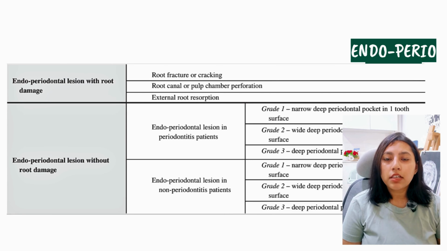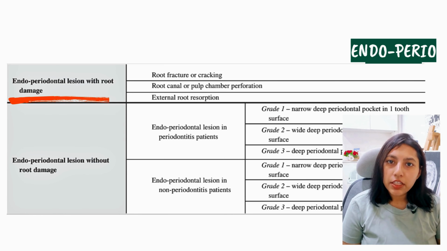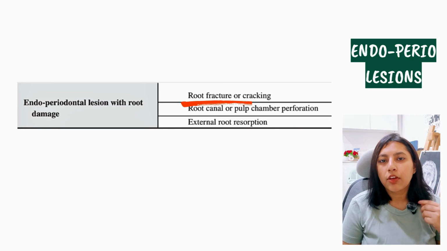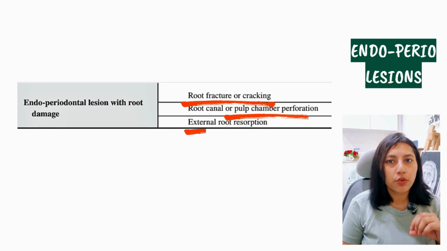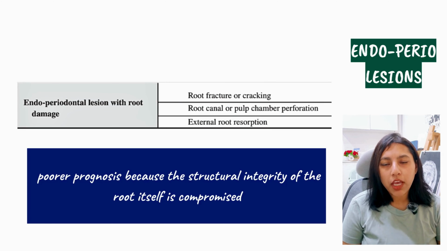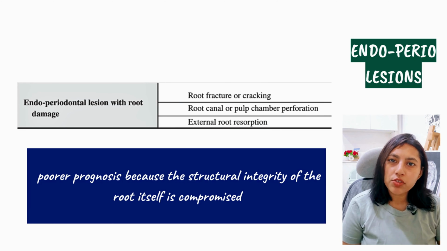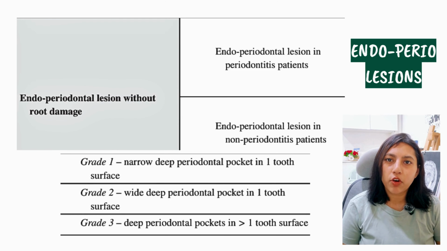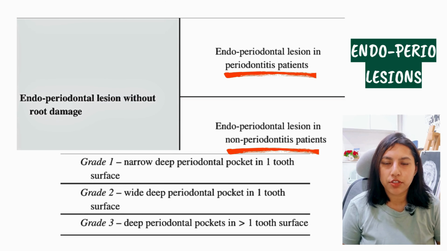Now, if you look at the classification table, endo-periodontal lesions are first divided into lesions with root damage and lesions without root damage. Lesions with root damage include root fracture, root cracking, root perforation, and external root resorption. These usually carry a poorer prognosis because the structural integrity of the root itself is compromised. Lesions without root damage are further graded according to the extent of periodontal destruction.